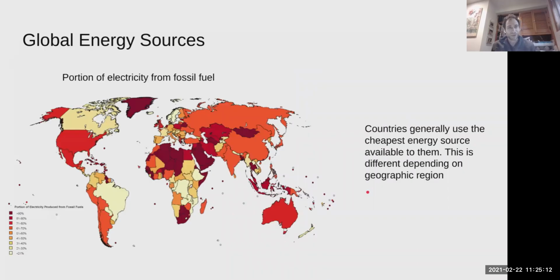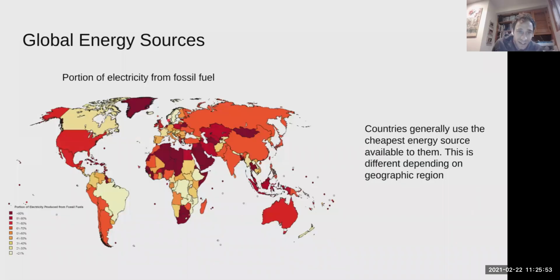Now, this is a map that's showing the portion of electricity from fossil fuels. And the only reason I show this is because there's no real obvious pattern here. Oftentimes we see these maps and they delineate or break down by MEDC or LEDC. But that's not really true of energy sources. Most countries are going to use what's cheapest and available to them. So if a country is rich in fossil fuels, they're going to use fossil fuels. If a country has good access to renewables, they'll use those.